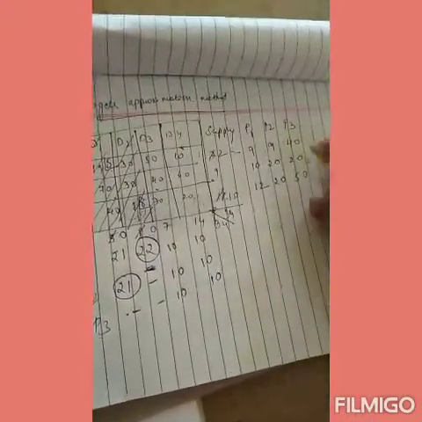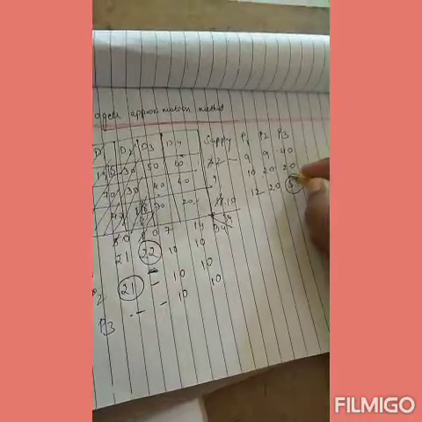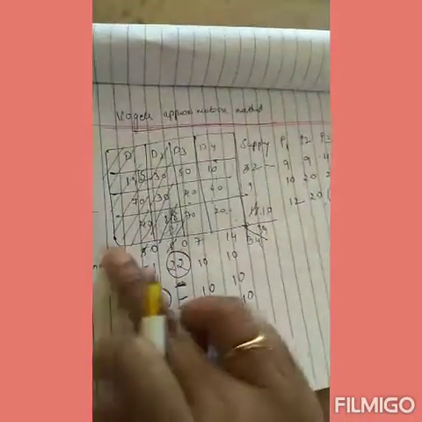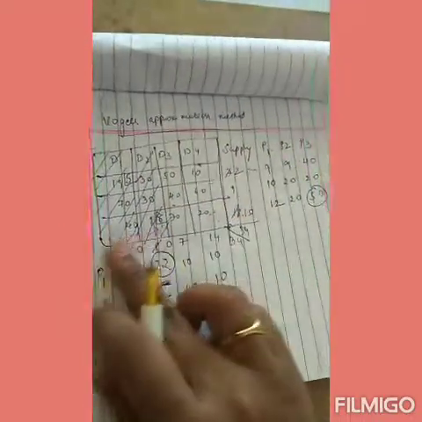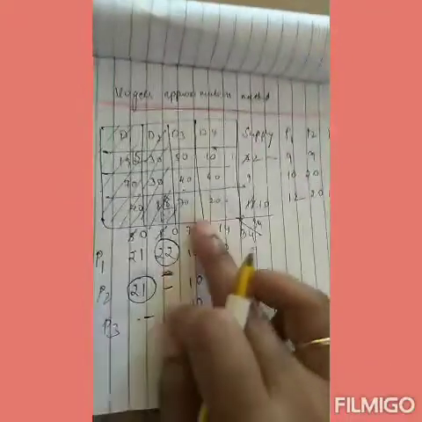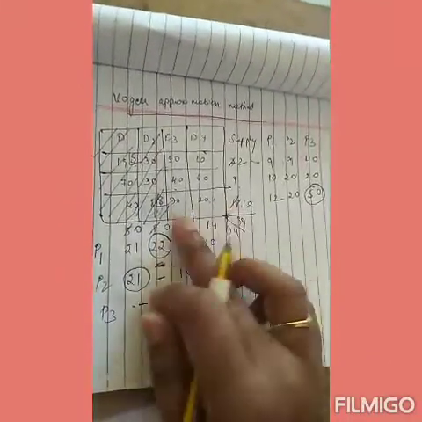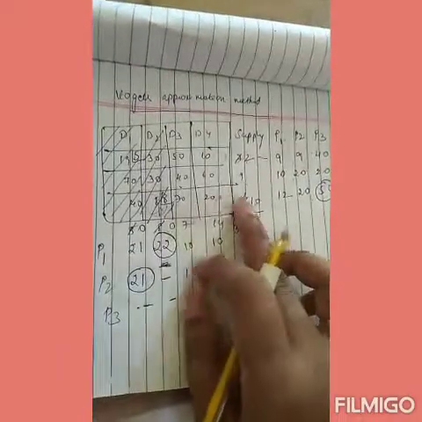50 is maximum. So circle this 50 and check this row. We have only two numbers, that is 70 and 20. Which is minimum, 70 or 20?